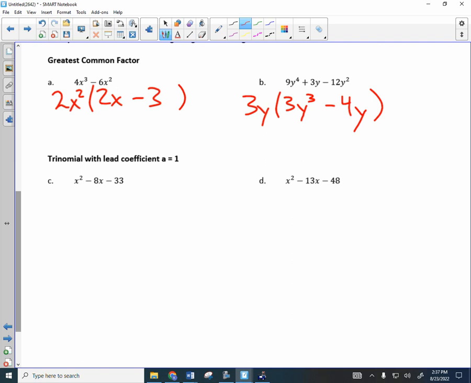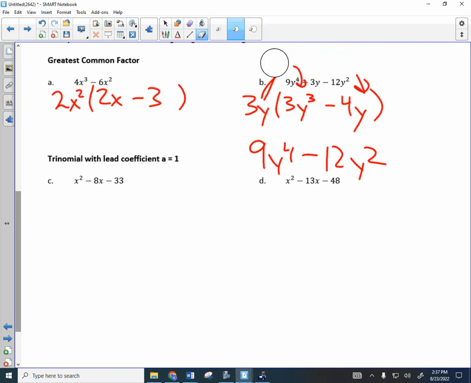I want to be clear. You can always check your answers every time you're factoring. If you multiply, you get 9y to the 4th. If you multiply here, you get minus 12y squared. You can tell right away that's not the same as that. So at least if you get it wrong on the test, you should know it's wrong because you could go back and multiply through and see that it's not right.